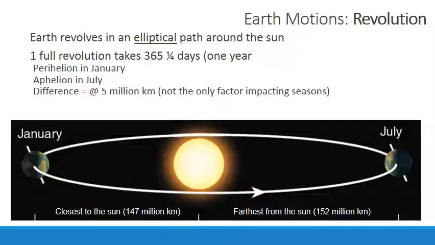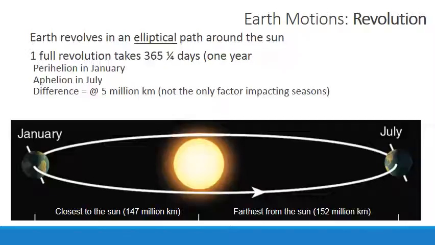Each year, on about January 3rd, our planet is 147 million kilometers away from the sun, closer than at any other time in the year. That's a position called perihelion. Notice that January 3rd isn't exactly the first day of winter, but it's 12 days after or so.